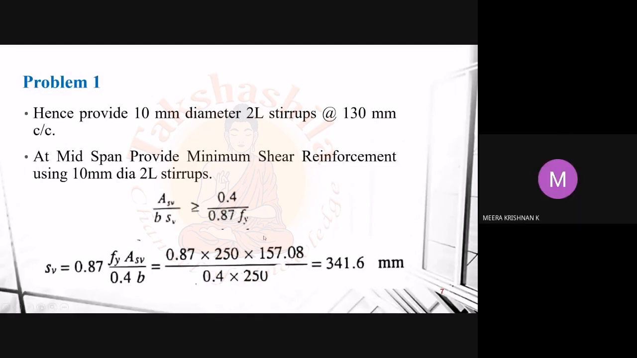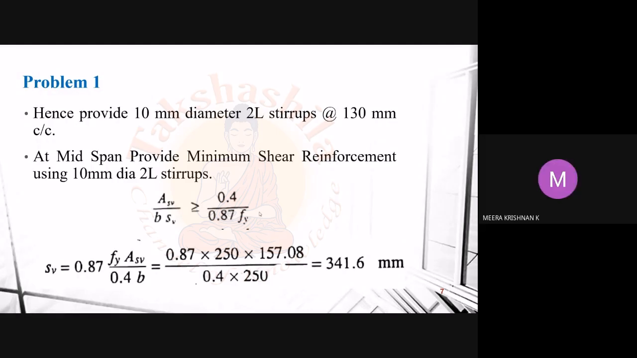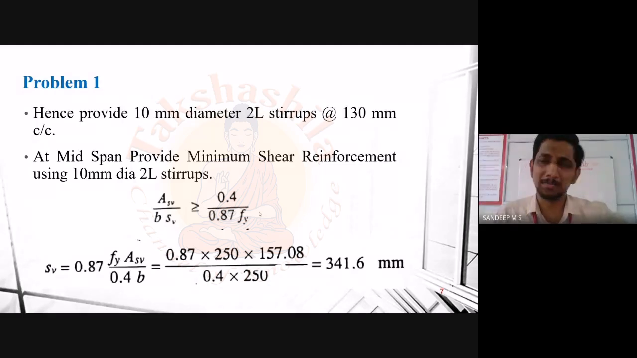So at the mid-span, yeah. Diameter, 10 mm diameter, that we assume. Normally stirrups 12 mm vareka kodukkarundu.